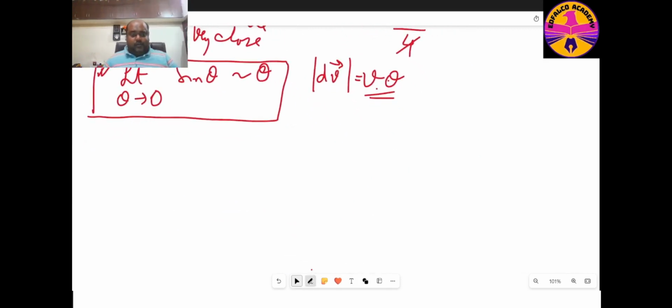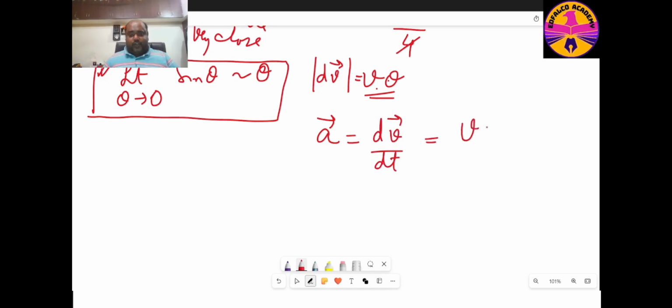Now, you know that what you are trying to find is basically the acceleration vector, which is nothing but dv vector by dt, right? So since V is a constant, this is V theta d by dt, right? Now V is a constant.